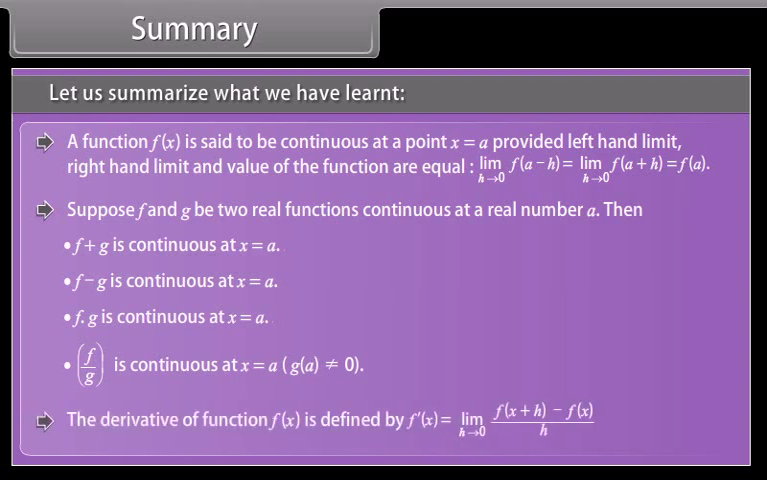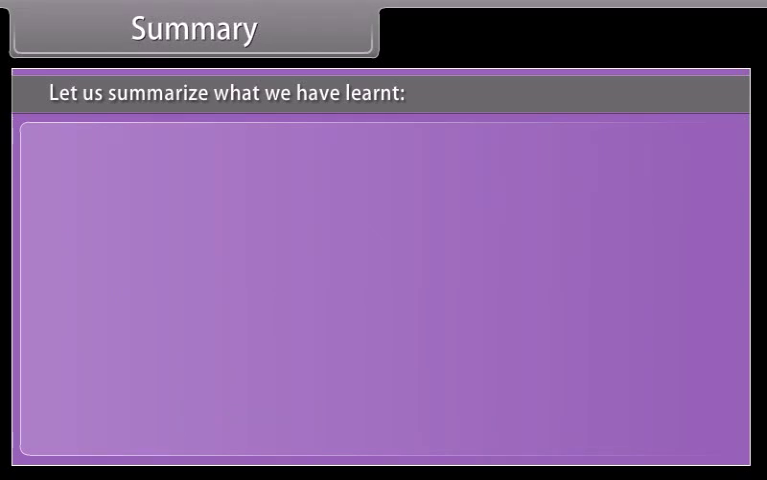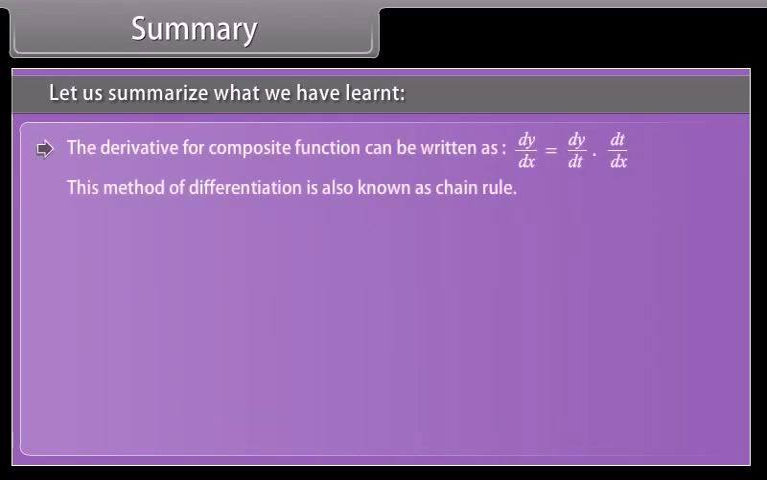The derivative of function fx is defined by f dash x is equal to limit h approaches 0 of f of x plus h minus f of x divided by h. The derivative of composite function can be written as d by dx of y is equal to d by dt of dy into d by dx of dt. This method of differentiation is also known as chain rule.